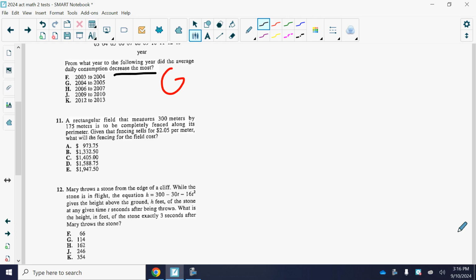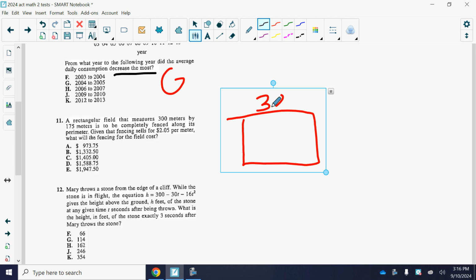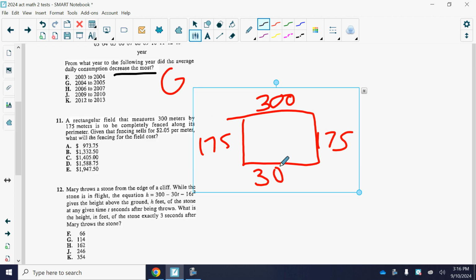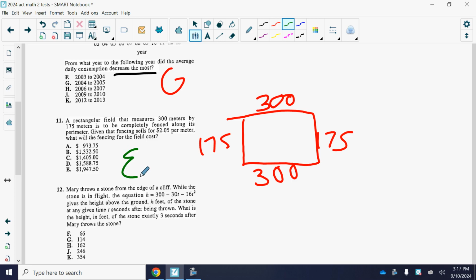Fenced along the perimeter means I have to add up all the sides. Now, what's the common mistake? I say it all in class. Make sure you're counting all 4 sides. So it's 600, 950, and the 950 is at 2.05 per meter. I get E, 1947. So make sure when you do that perimeter, you don't do like me and forget to do all 4 sides.